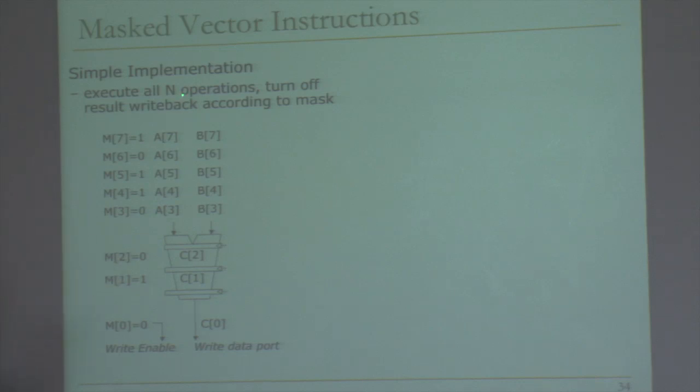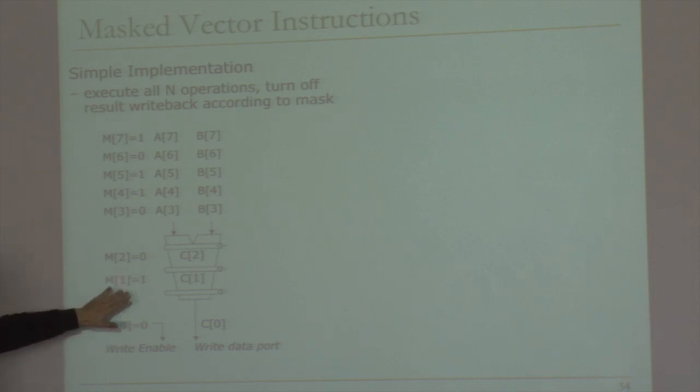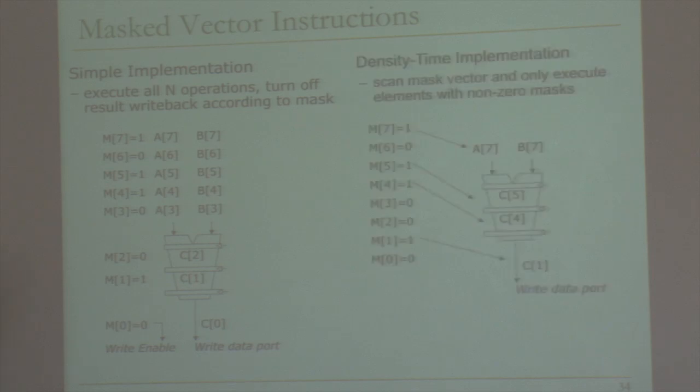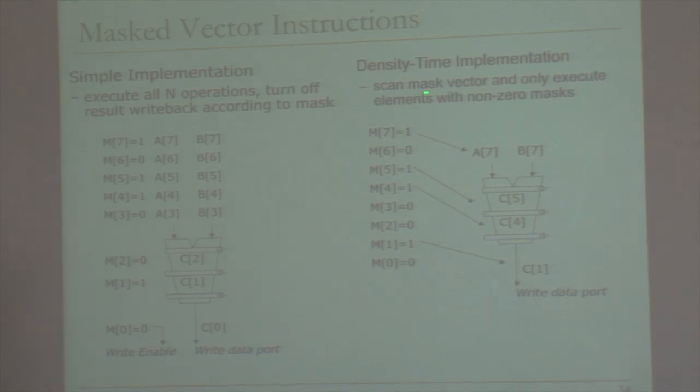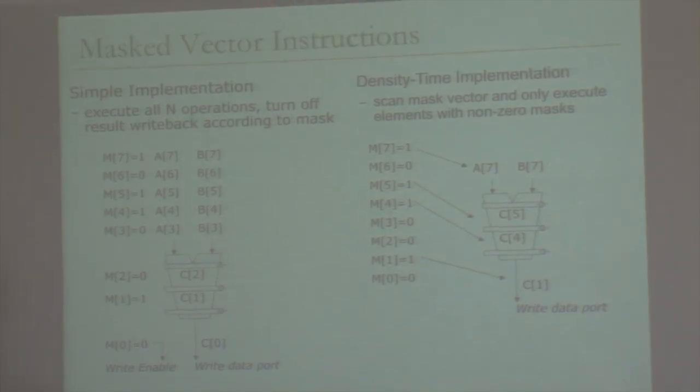Because you're sending the entire vector into the pipeline, even though some of them will not really take effect, because some elements have mask bits that are zeros. But this is really simple. What you can do is send with each element of the vector the mask bit also, and the mask bit simply says whether you're going to write the result back to memory or register or not. The more complicated implementation is called density time implementation. You can have some logic that looks at this mask vector, scans it, and only executes operations on the elements with non-zero mask bits.